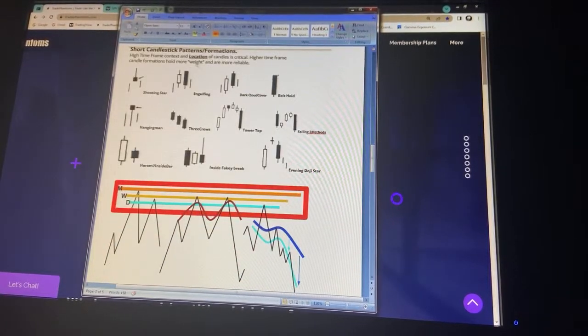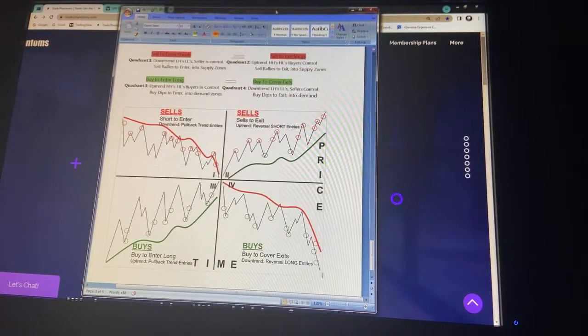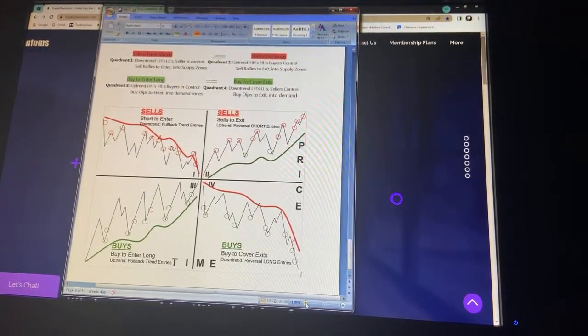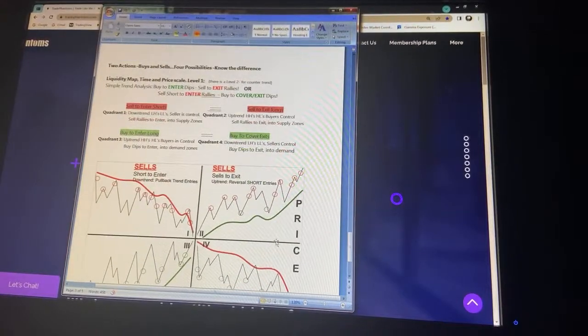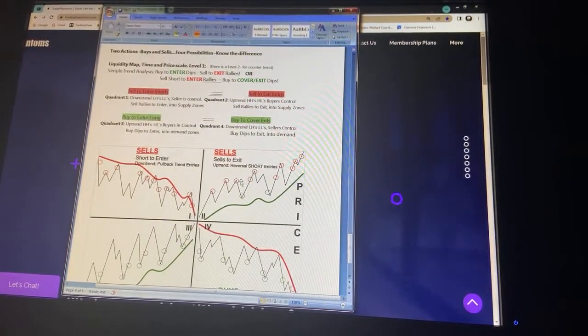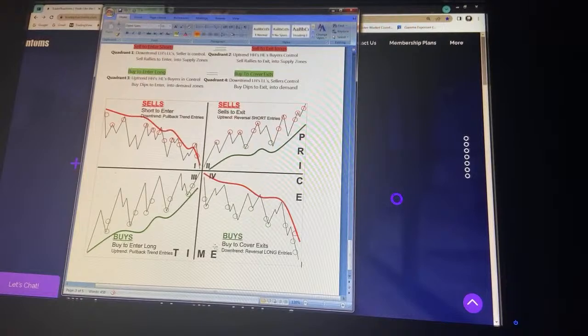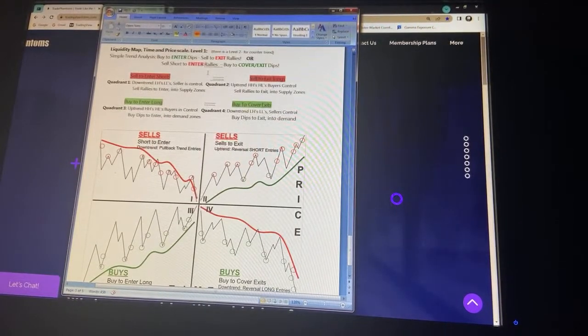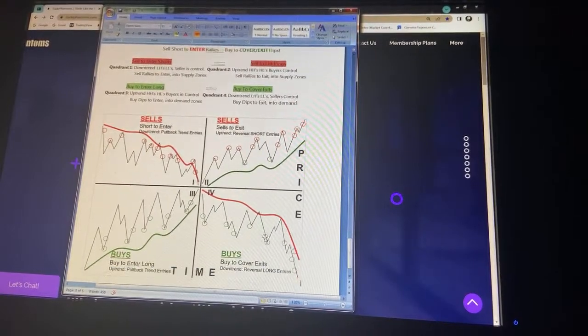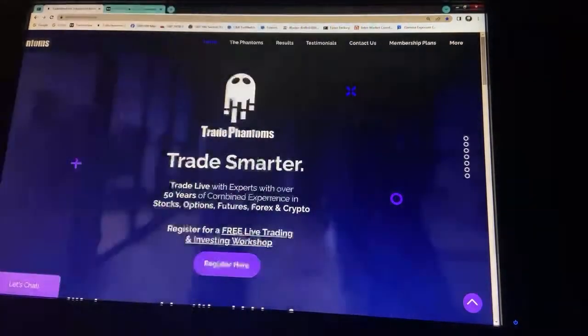Location being most important. The way that I've been trained out in New York is a liquidity style, market maker style of trade, and we reference this liquidity map, as we call it, time and price. Knowing what side to be on, get on the right side and ride, and understanding when to buy, when to sell, when to buy to enter, when to sell to exit, when to sell short to enter, when to buy to cover to exit. We discuss that a lot in more detail.